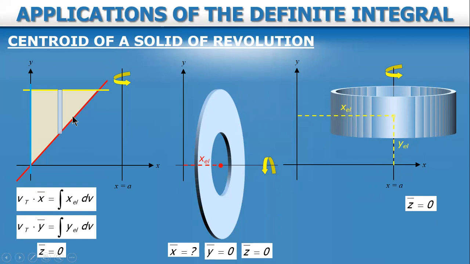So, even if we have a smaller cylindrical shell or a bigger cylindrical shell, the center of the shell will always be along this line, x equal to a. So our x sub EL will always be equal to a, and we will only solve for y sub EL, or y bar, sorry. Our x bar will always be equal to a. Y bar is our unknown.